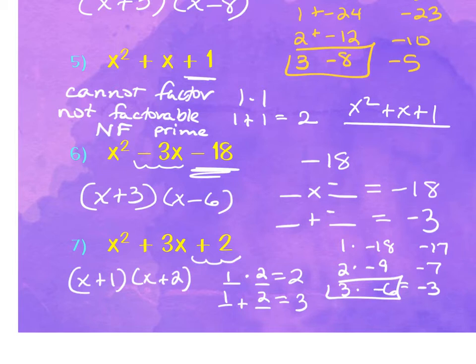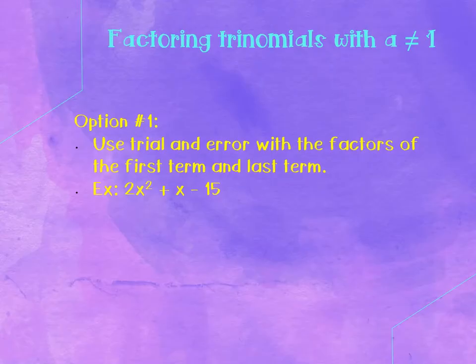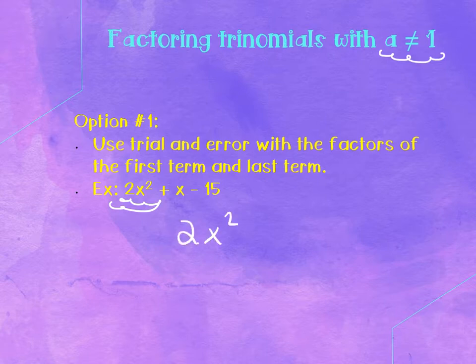Now the fun begins. The more challenging trinomials. We are actually going to have a number in front of x squared. Notice here it says a is not equal to 1. So all that means to us is that when I have a trinomial, I'm now going to have a number in front of x squared. And this is where we're going to bring back factor by grouping.